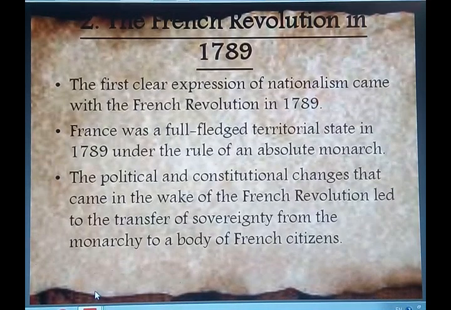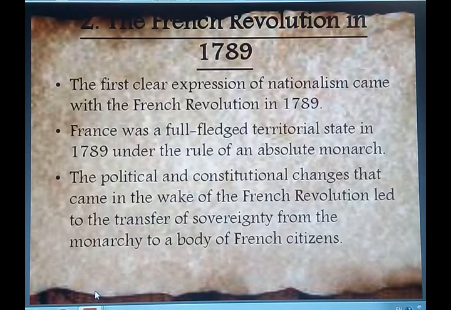So we will begin with the French Revolution in 1789. Remember, you read about the French Revolution in class 9th also. In 10th also, we will shed light on this important revolution. The first clear expression of nationalism came with the French Revolution in 1789. The idea of the nation state, the idea that we belong to one country, all started with the French Revolution in 1789.